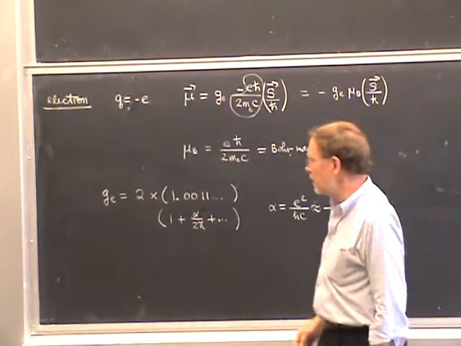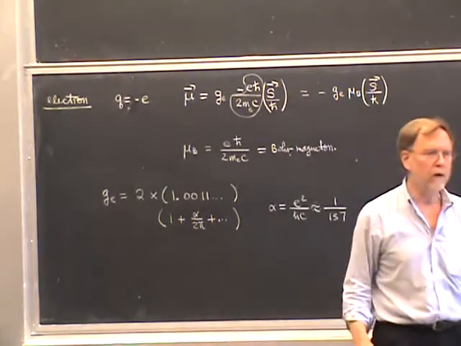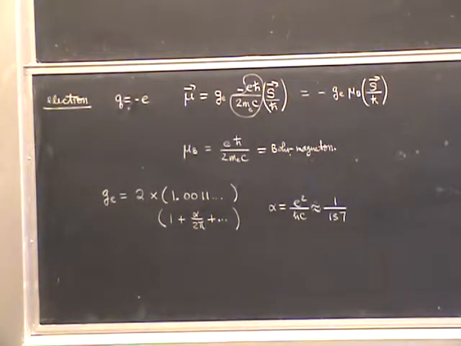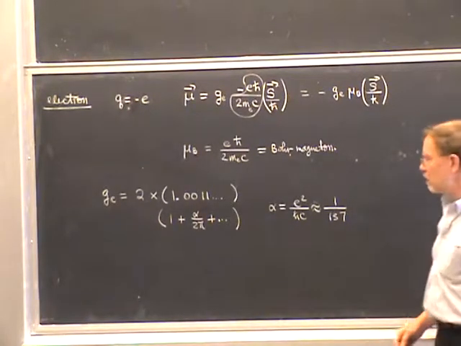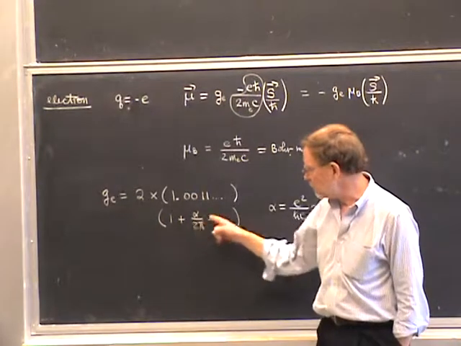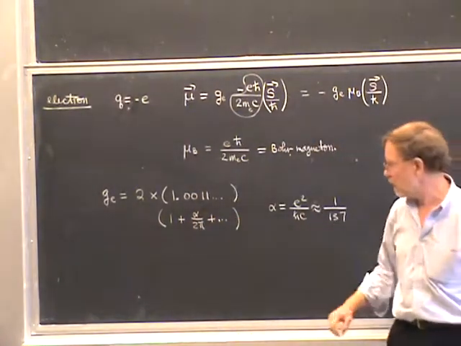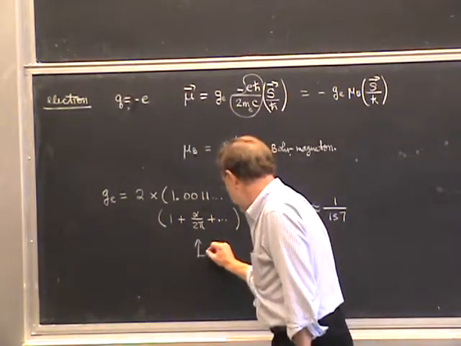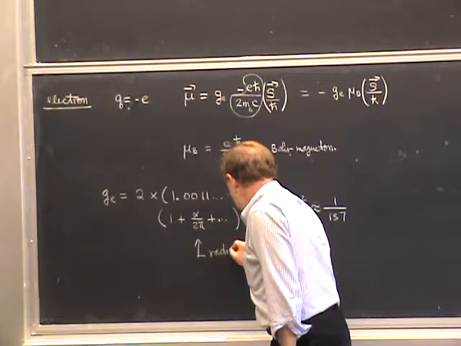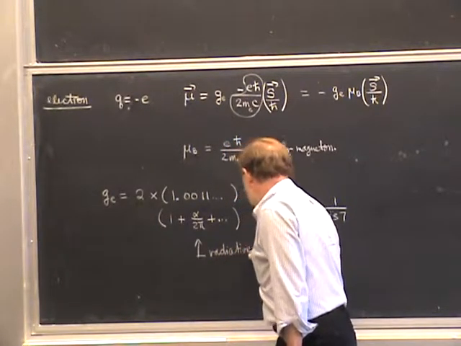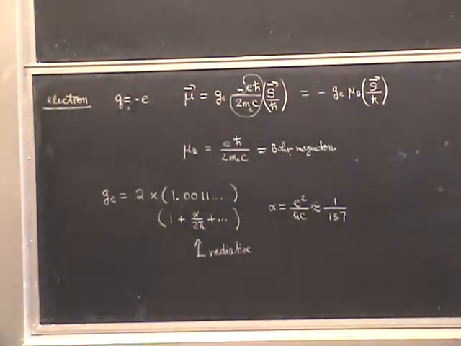That physics is the interaction of the electron with the quantized electromagnetic field and also with the quantized positron-electron field. When all those things are taken into account, then you can actually calculate these corrections. These corrections are also called radiative corrections because they involve the emission and absorption of virtual photons and also the creation of virtual electron-positron pairs.